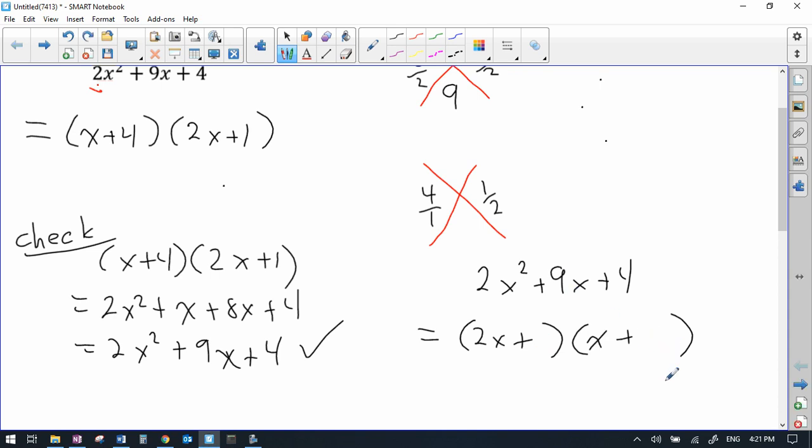The other possibility is maybe we have 4 and 1. That doesn't work either. For 2x squared, we get plus 2x plus 4x, that's a 6 and not a 9. So 4 and 1 aren't correct. And really the only other possibility is 1 and 4, which is of course our correct answer right here, just written the other way, that doesn't matter. Okay, let's try another one.